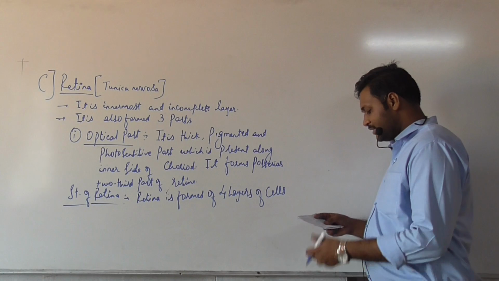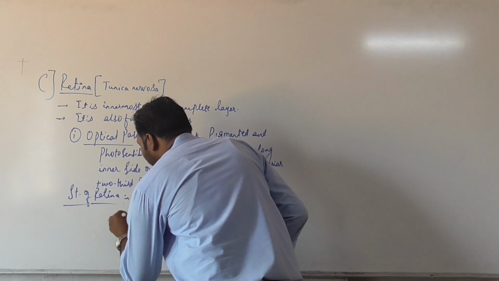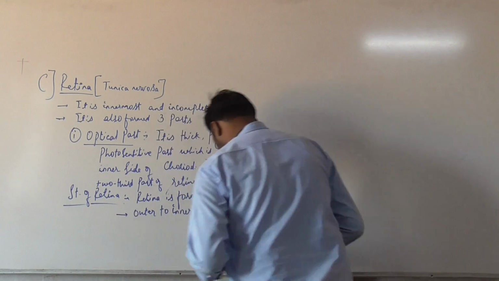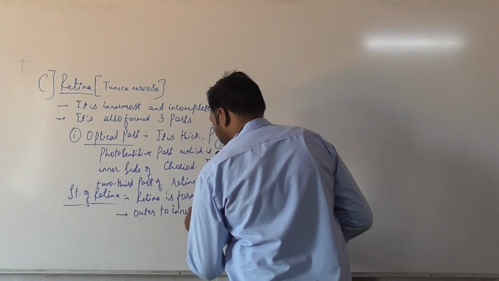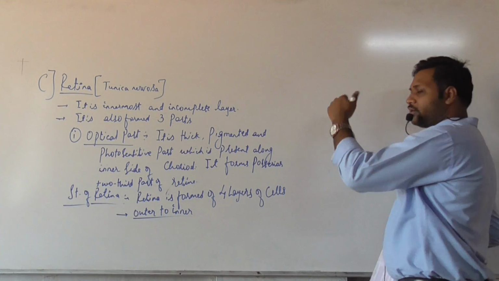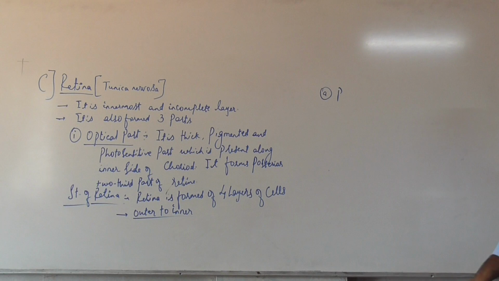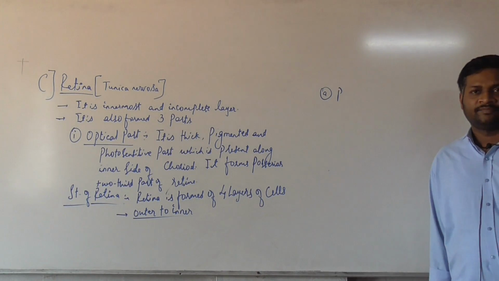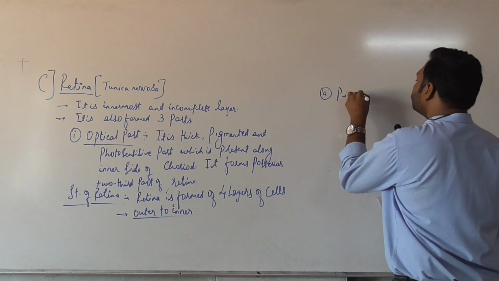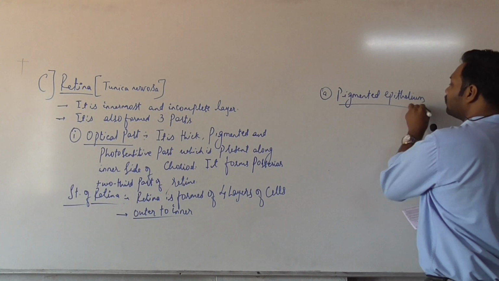These layers go from outer to inner. So the outermost will be the pigmented epithelium. Epithelium means it is the outermost, isn't it? Epi means outer, and epithelium is tissue. So that is pigmented epithelium.